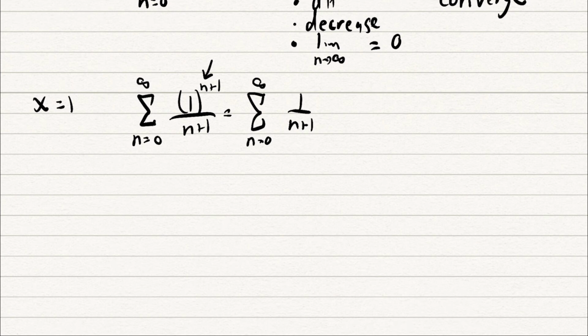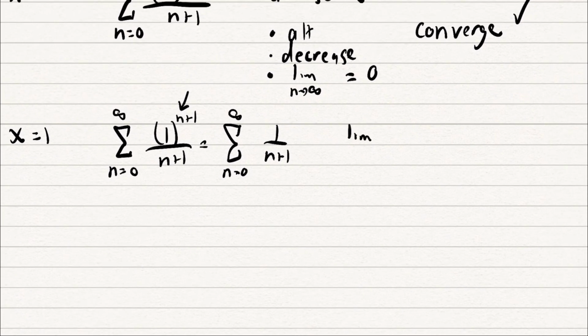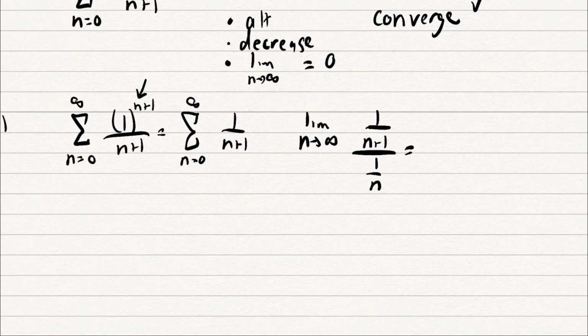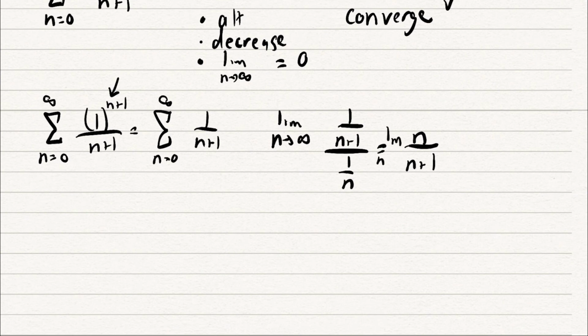I could have done the limit comparison test. I could compare it to 1 over n. Actually, you know what? I'll just finish up with that. So I'm going to say the limit as n goes to infinity. Remember, I need to make sure... no, it's not 0, it's infinity. So the limit as n goes to infinity of 1 over n plus 1 over 1 over n is going to be equal to n over n plus 1. And then we would say the limit as n goes to infinity is just going to go to 1.